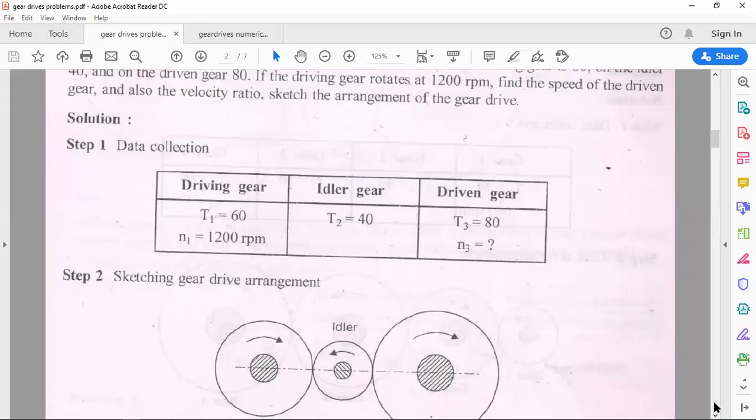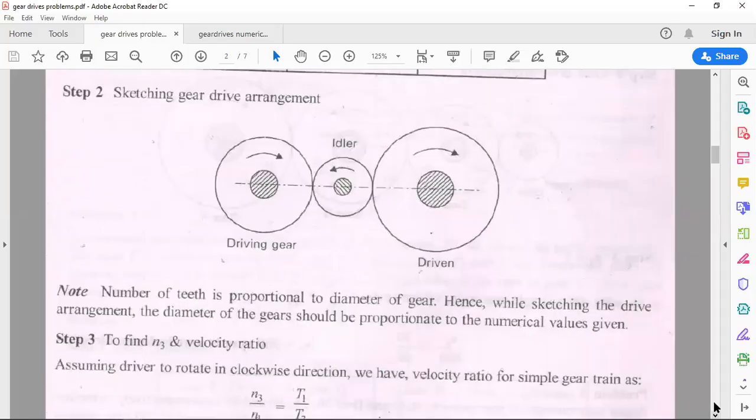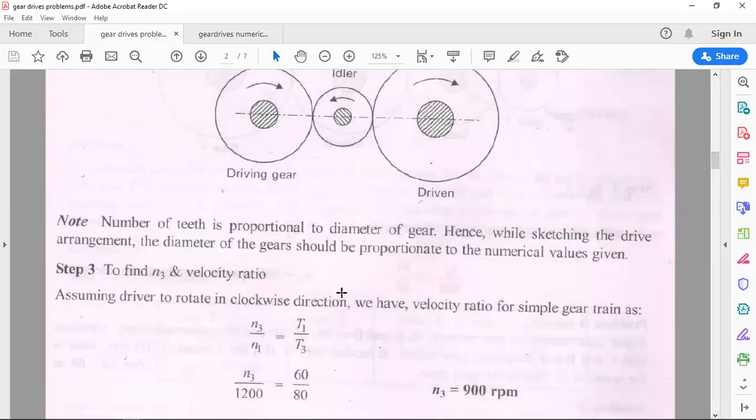So how to find this data? As we discussed in the formula for the simple gear train, the number of teeth is proportional to the diameter of the gear. Hence, while sketching that arrangement, you should draw it relatively. To find N3 and the velocity ratio, we know that the driver is N1 and the driven is N3. So velocity ratio is defined as N3 by N1, which is equal to T1 by T3.